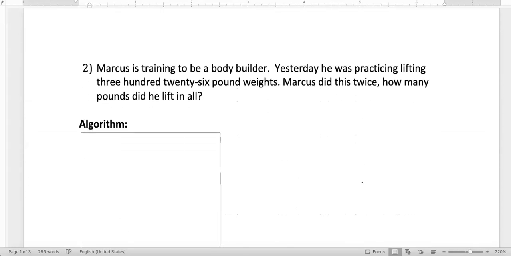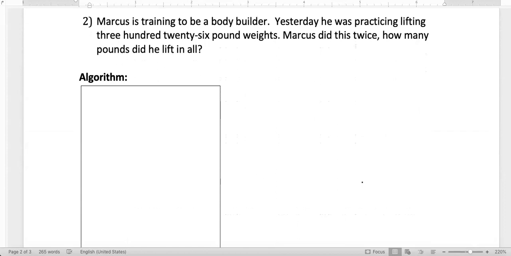Continuing on to number 2. Marcus is training to be a bodybuilder. Yesterday, he was practicing lifting 326-pound weights. This is a number. Please remember, just because you don't see digits does not mean you don't have numbers in your word problem. This is a number, 326-pound weights. That's a lot of pounds, you guys. So that's some heavy lifting. Marcus did this twice. This is a number. We need to know that twice represents the number 2.